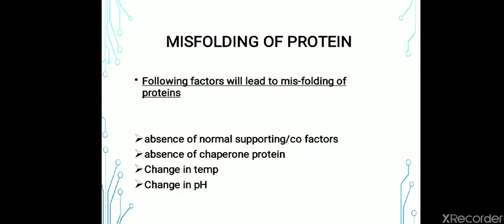If there is any defect in this protein folding process, that results in the formation of misfolded protein. This protein misfolding can be due to the absence of a normal supporting medium or deficiency of cofactors, or it can be due to the absence of chaperone proteins, or it can be due to changes in temperature or pH.